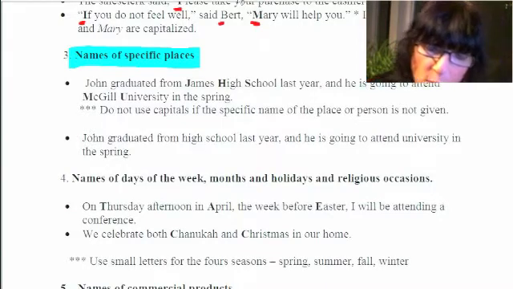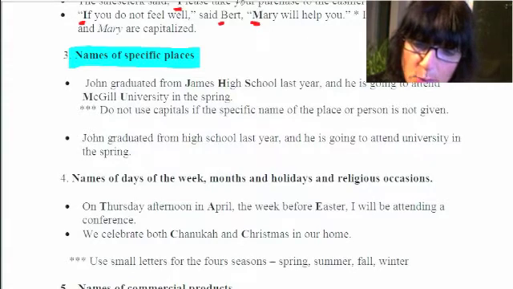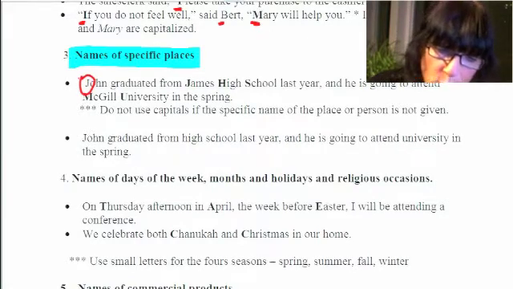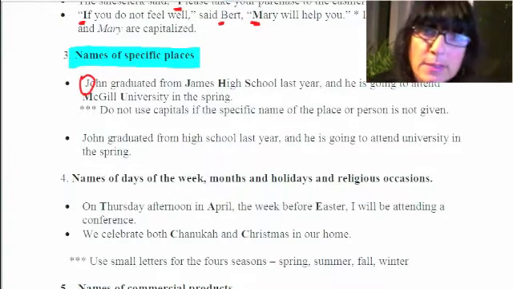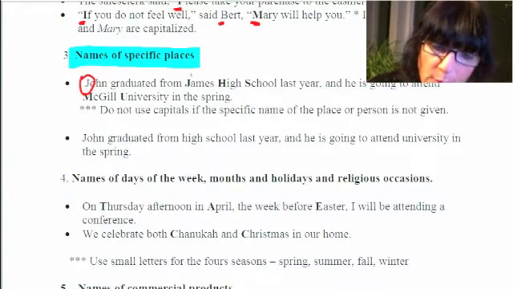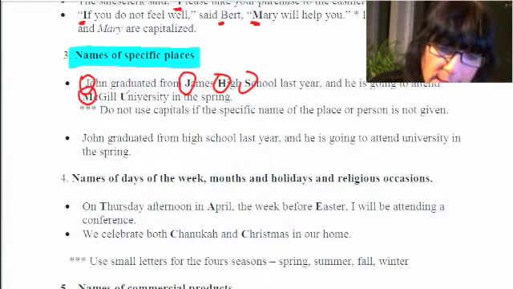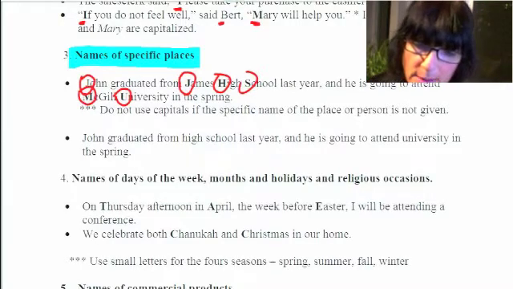The first one, John graduated from James High School last year and he's going to attend McGill University in the spring. So John is capitalized because it's the beginning of the sentence and it's his name. And now you capitalize the specific names of places. So the name of his high school is James High School. All three must be capitalized. And he's attending McGill University, so you'd capitalize the M in McGill and the U in University.